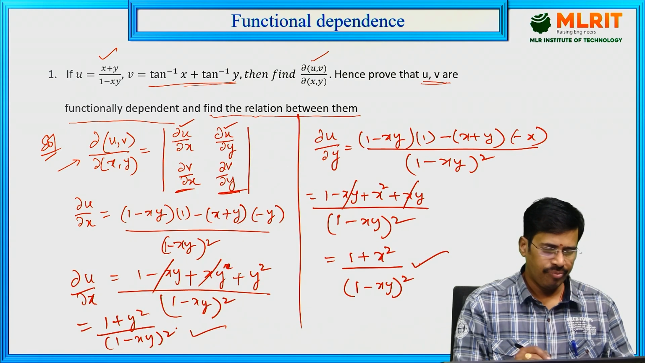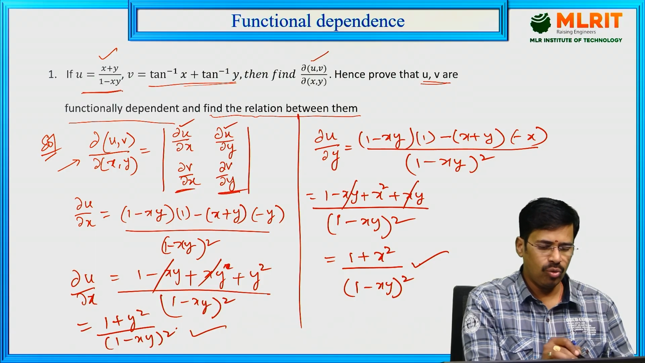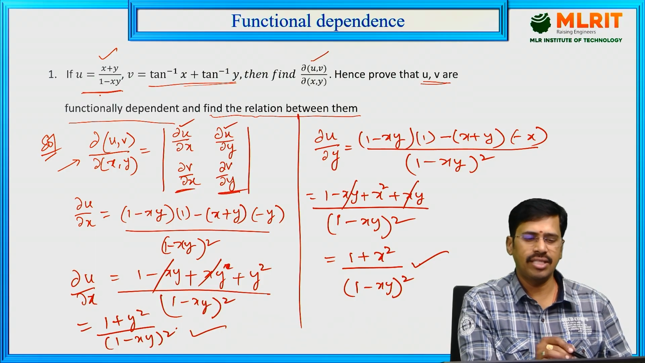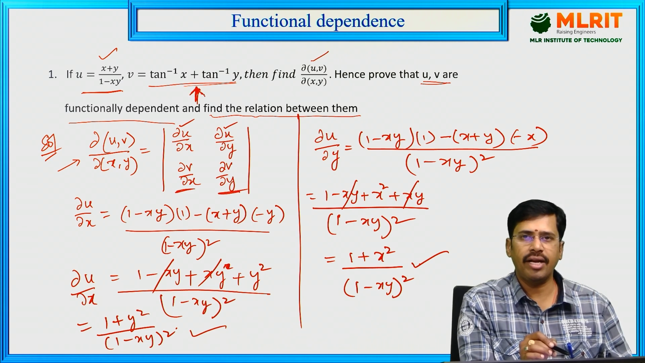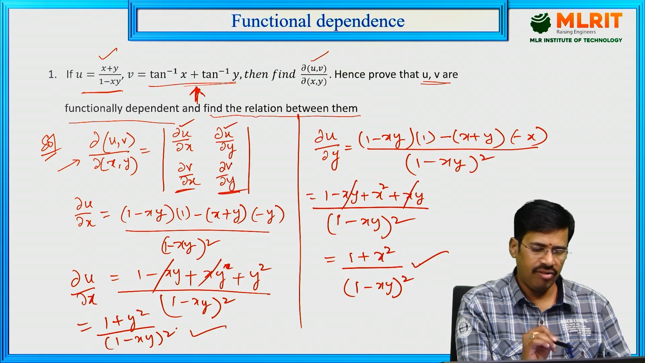Let us see. We can observe u is equal to (x plus y) by (1 minus xy) and v is equal to tan inverse x plus tan inverse y. If we observe this function v, we have the formula in trigonometry for tan inverse a plus tan inverse b, right?